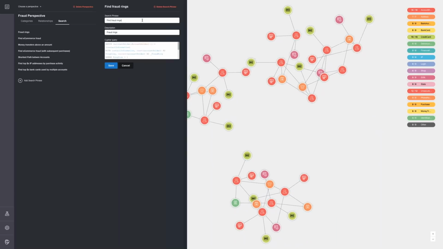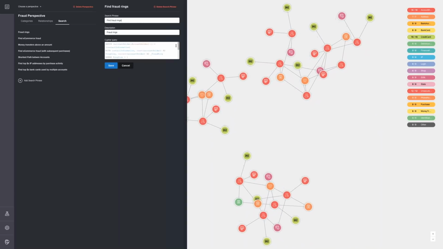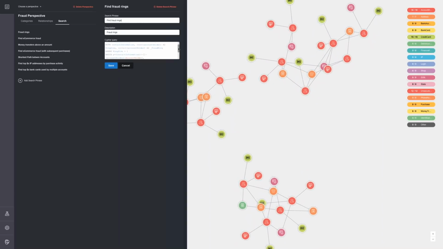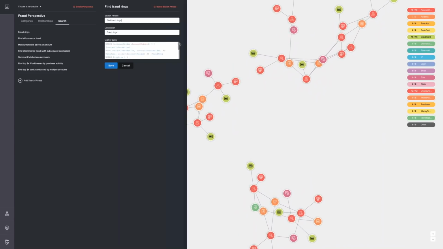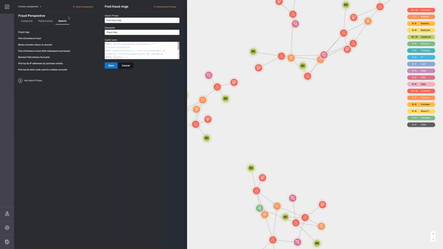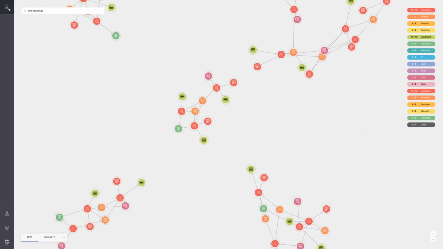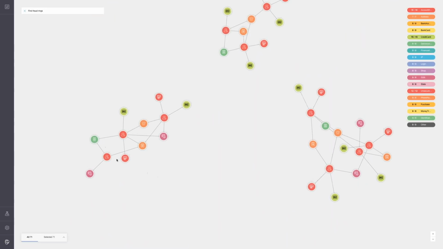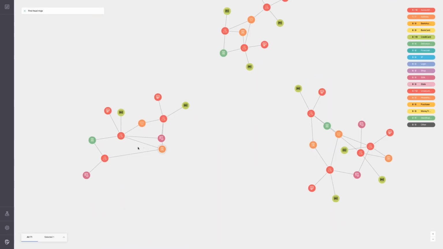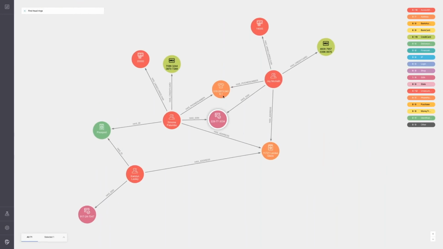I typed in find fraud rings, which is the search phrase, and what it does is it kicks off this Cypher here, which basically looks for rings of individuals, rings of account holders in our database that share contact information amongst themselves. So we can take a look at a few of these and see why exactly they've shown up in our query results.